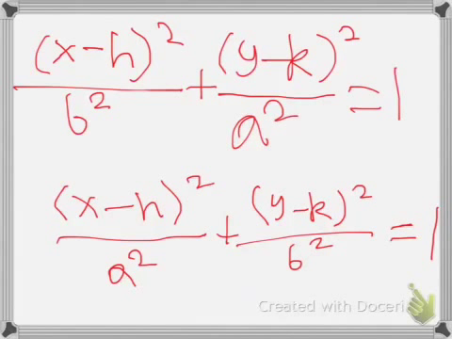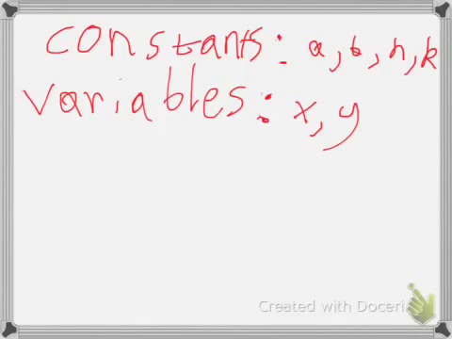Now, these equations may seem daunting, but A, B, H, and K are all constants. Also, A is greater than B, and they're both greater than 0. X and Y are variables. H and K are the X and Y coordinates of the center of the ellipse.